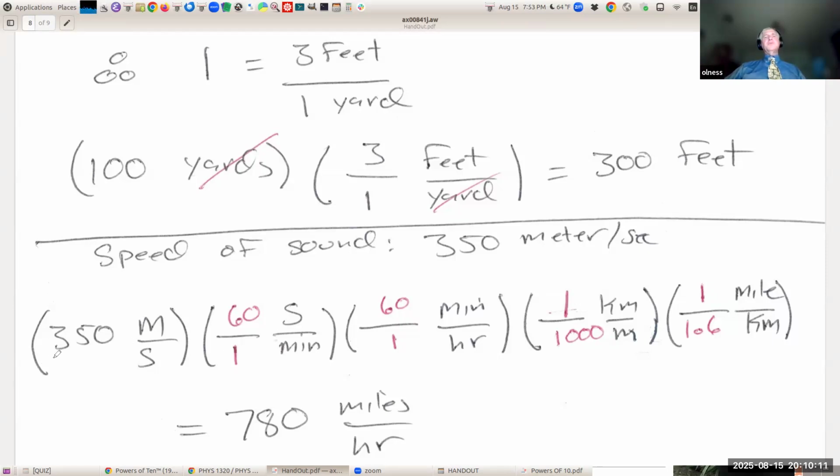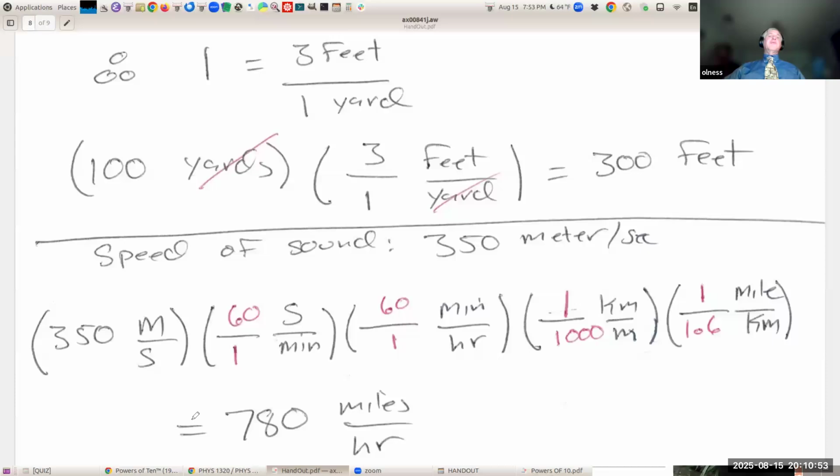But this is something, because we're talking a lot about the speed of sound, it's nice to have an approximate idea of what this is. So basically, the speed of sound is about 700-ish miles per hour. Now, there's a nice approximate relationship because if you notice, if you take 350 and double it, 350 doubled is 700. And so basically, if you take the number in meters per second and double it, that gives you miles per hour. It's off by about 10%. It's low by 10%, but that's close enough.